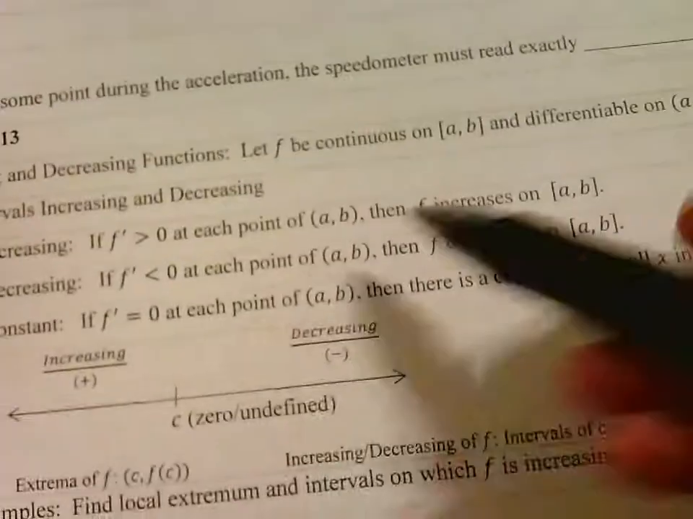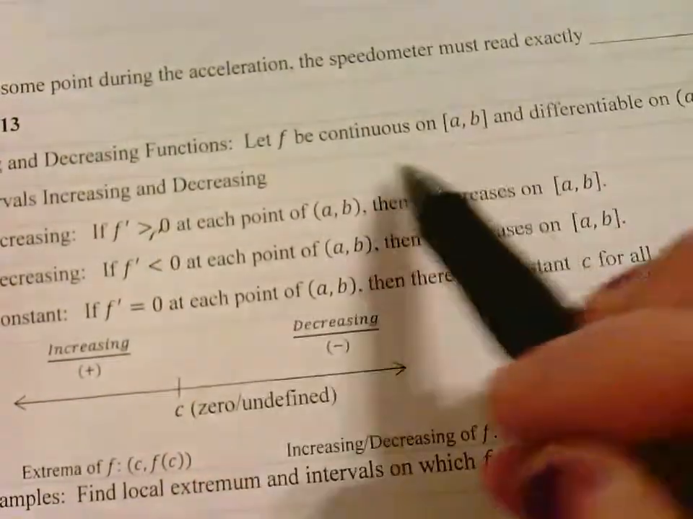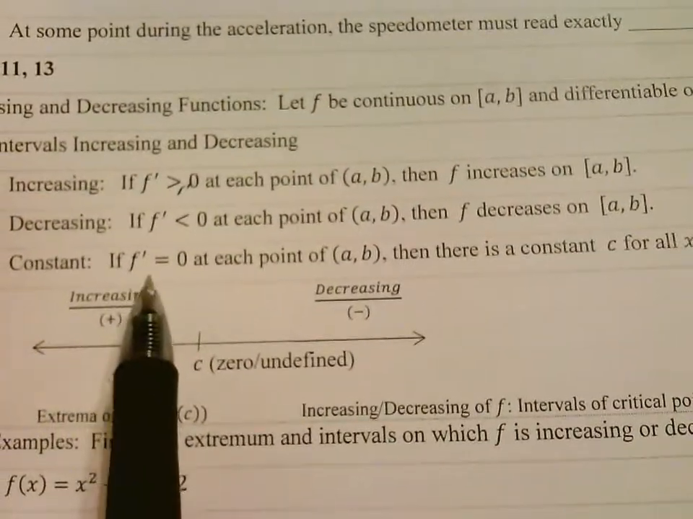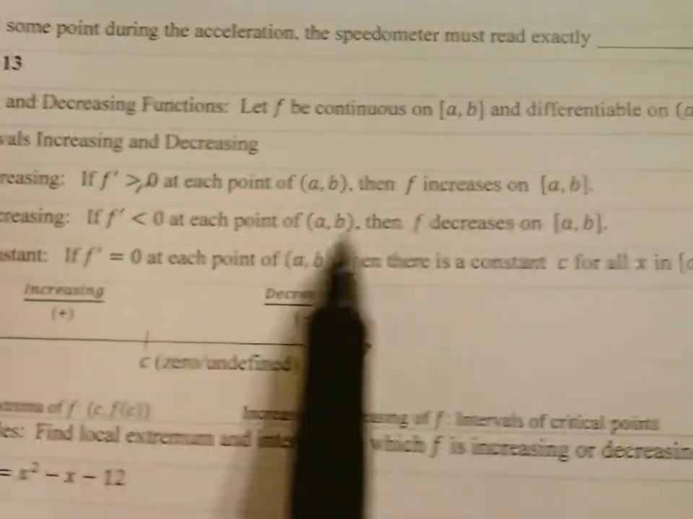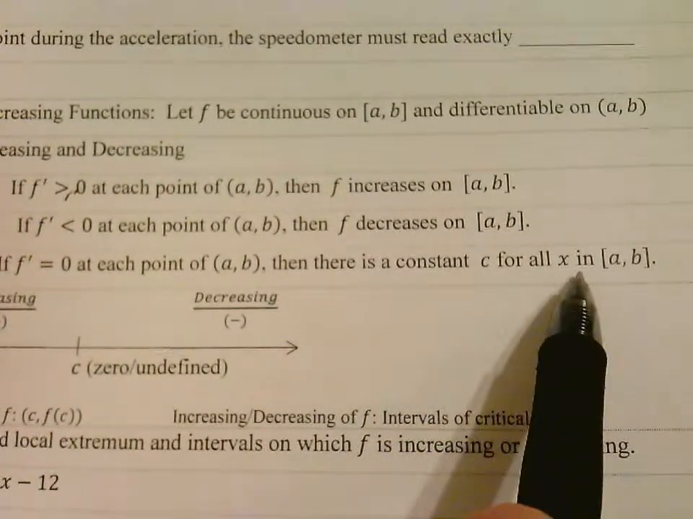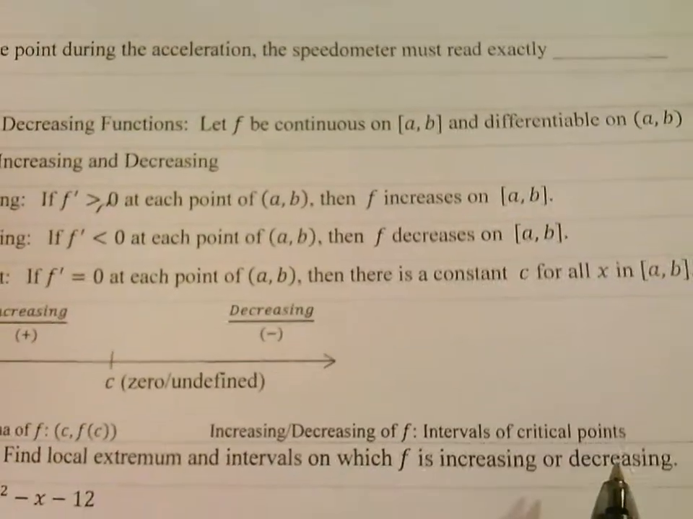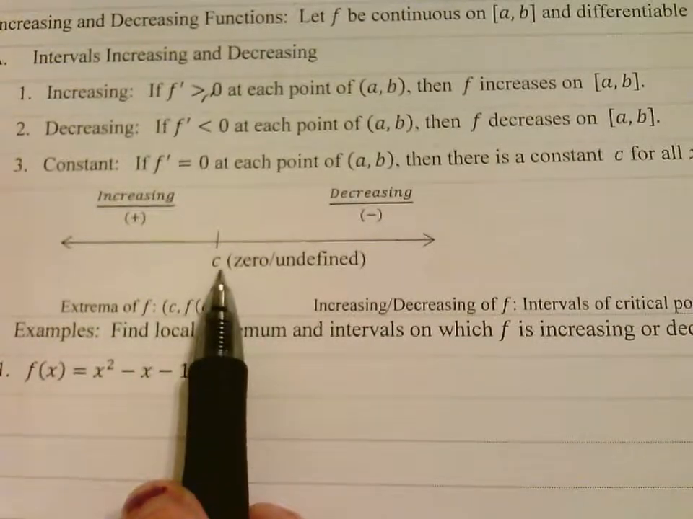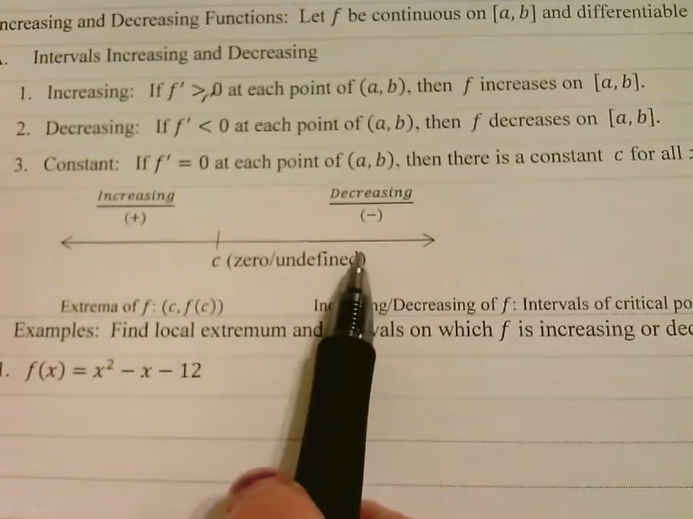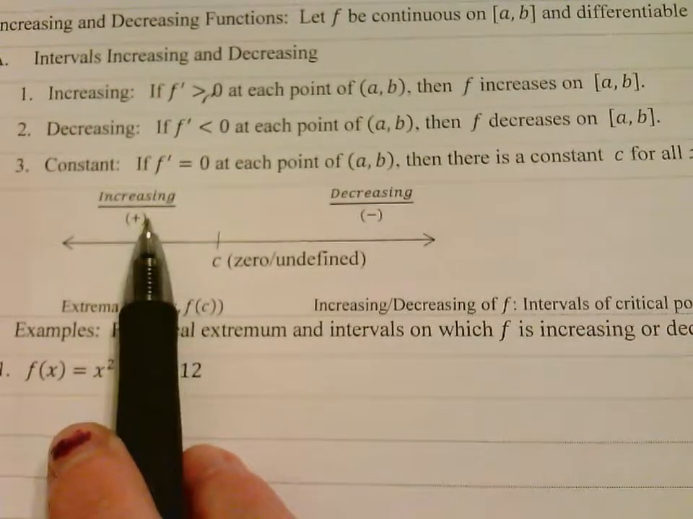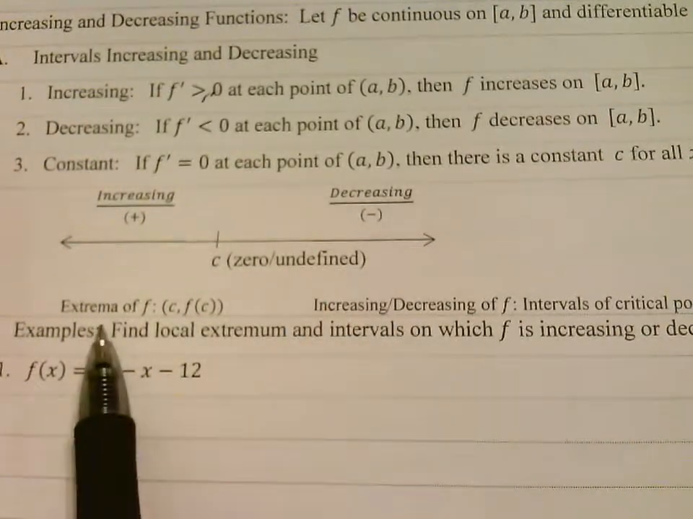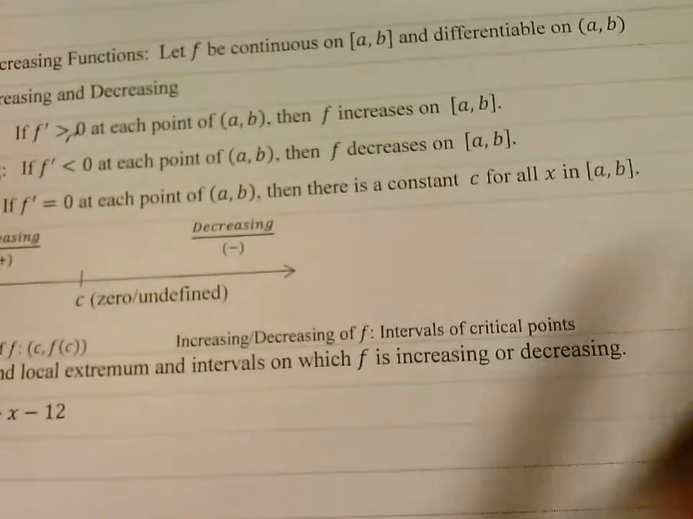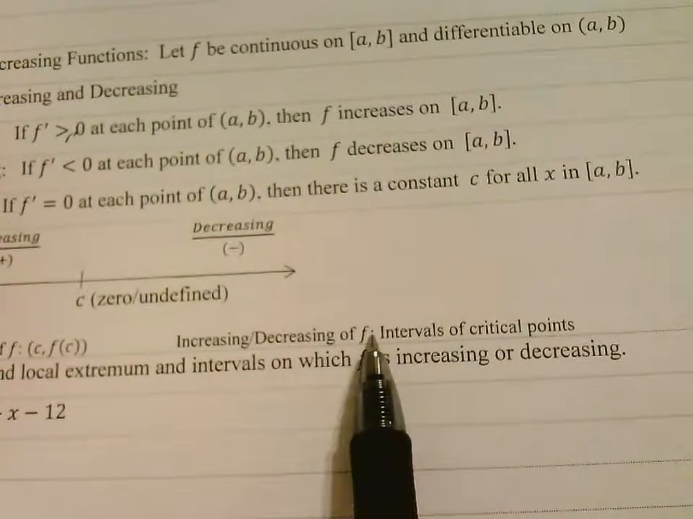Okay? So if it's positive in the sign chart, it's increasing. If it's negative on the sign chart with the derivative, it's decreasing. If it is 0 at the point, then there is a constant c for all x in a to b. Okay? So here's a little brief thing. So here's c. Here's your critical point, 0 or undefined. So if you had a plus sign there, that's increasing. If you have negative, that's decreasing. Extrema is found by, here's c, and then you put it into the original function. And then increasing, decreasing values of f, intervals of critical points, okay?